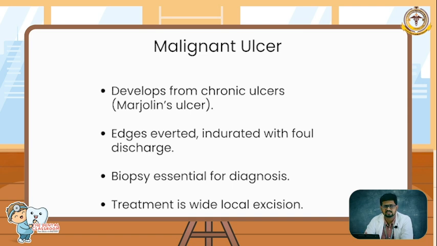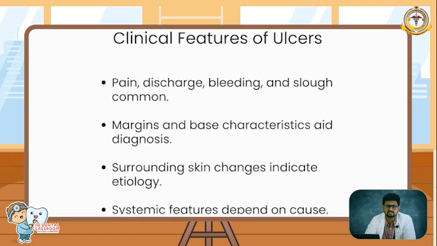Clinical features of ulcers: it can be a painful or a painless ulcer, and we have to note the location, site and place. The patient comes with an ulcer over a localized region, which can be painful or painless, with discharge that can be serous, pus or bloody. Sometimes slough is also present. The margins and base characterize the diagnosis, the surrounding skin changes indicate the etiology, and systemic features depend upon the cause.